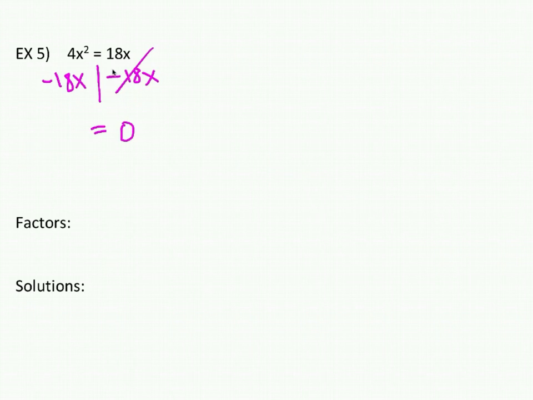Be careful, guys. I can't take this 4 and subtract this 18 because this is 4x squared. This is telling me to take away 18x's. These are not like terms, so I'm going to have to write it long ways as 4x squared minus 18x.